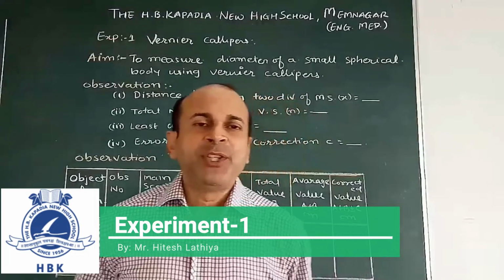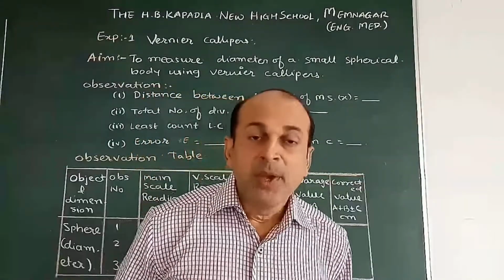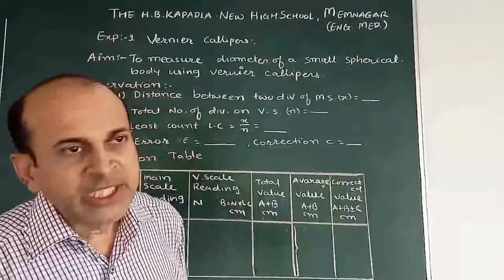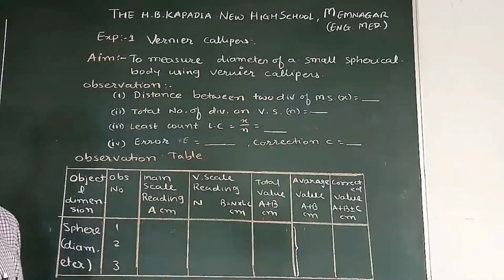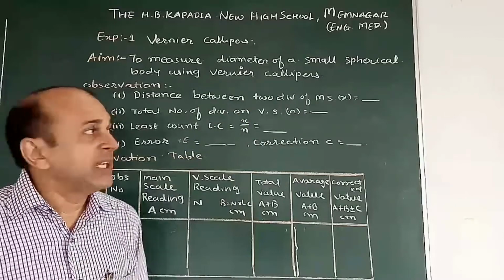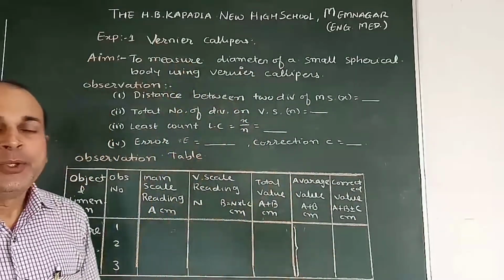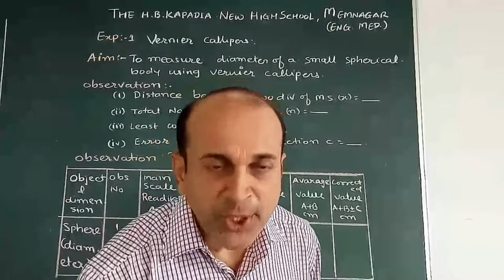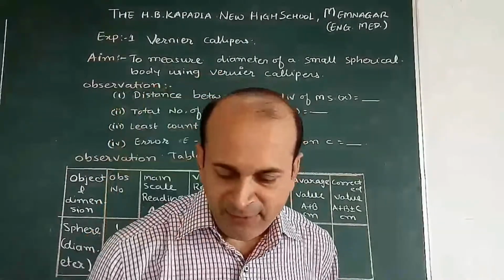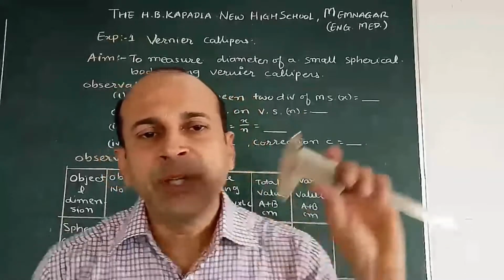Now let me start the experiment. First, our aim is to measure the diameter of a given small object. Here it is a sphere, using vernier calipers. Here we have a sphere and we have a vernier calipers.